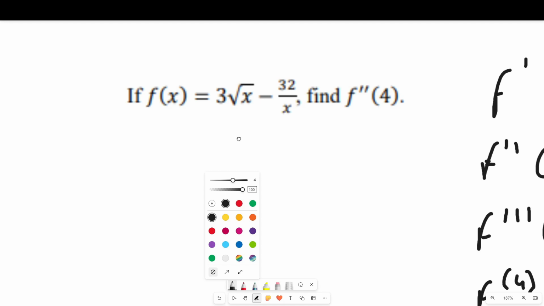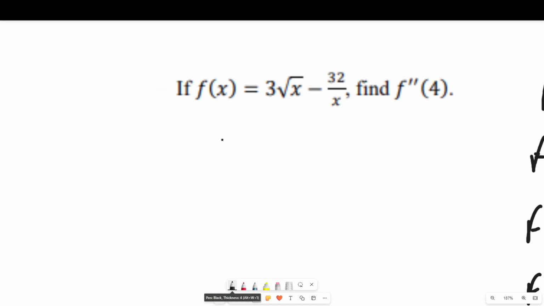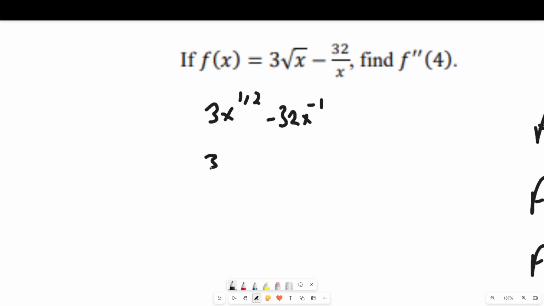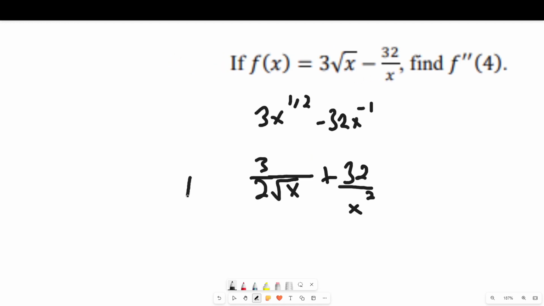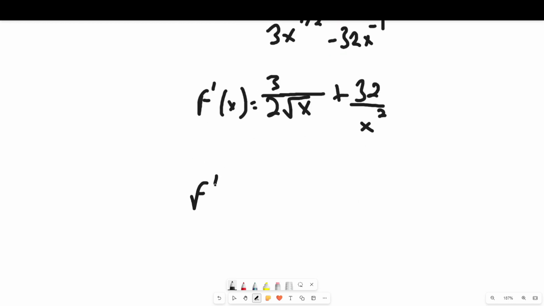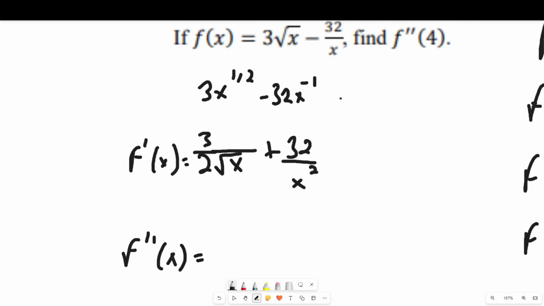So how I'm going to solve this is turn everything into powers. So we got 3x to the 1/2 minus 32x to the -1. Find the first derivative by doing power rule. That's it. Nothing crazy. So I'm going to get 3 over 2 times the square root of x, plus 32x to the -2, or just 32 over x squared. That's our first derivative. So this is f prime. So we got to do f double prime, our second derivative, and then we got to plug in 4.